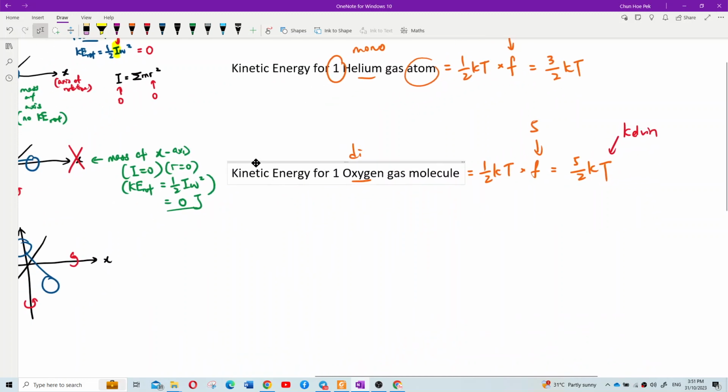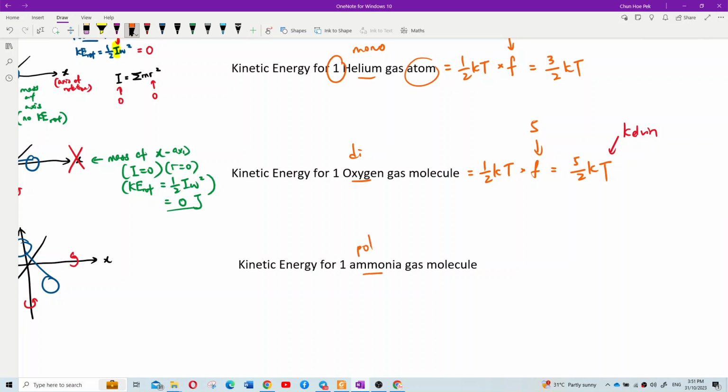Now, how about I modify it? Let's say now I want one ammonia gas molecule. What kind of molecule is this? Polyatomic. This is polyatomic already. So how do we find the kinetic energy for one polyatomic gas molecule? How many degrees of freedom does it have?